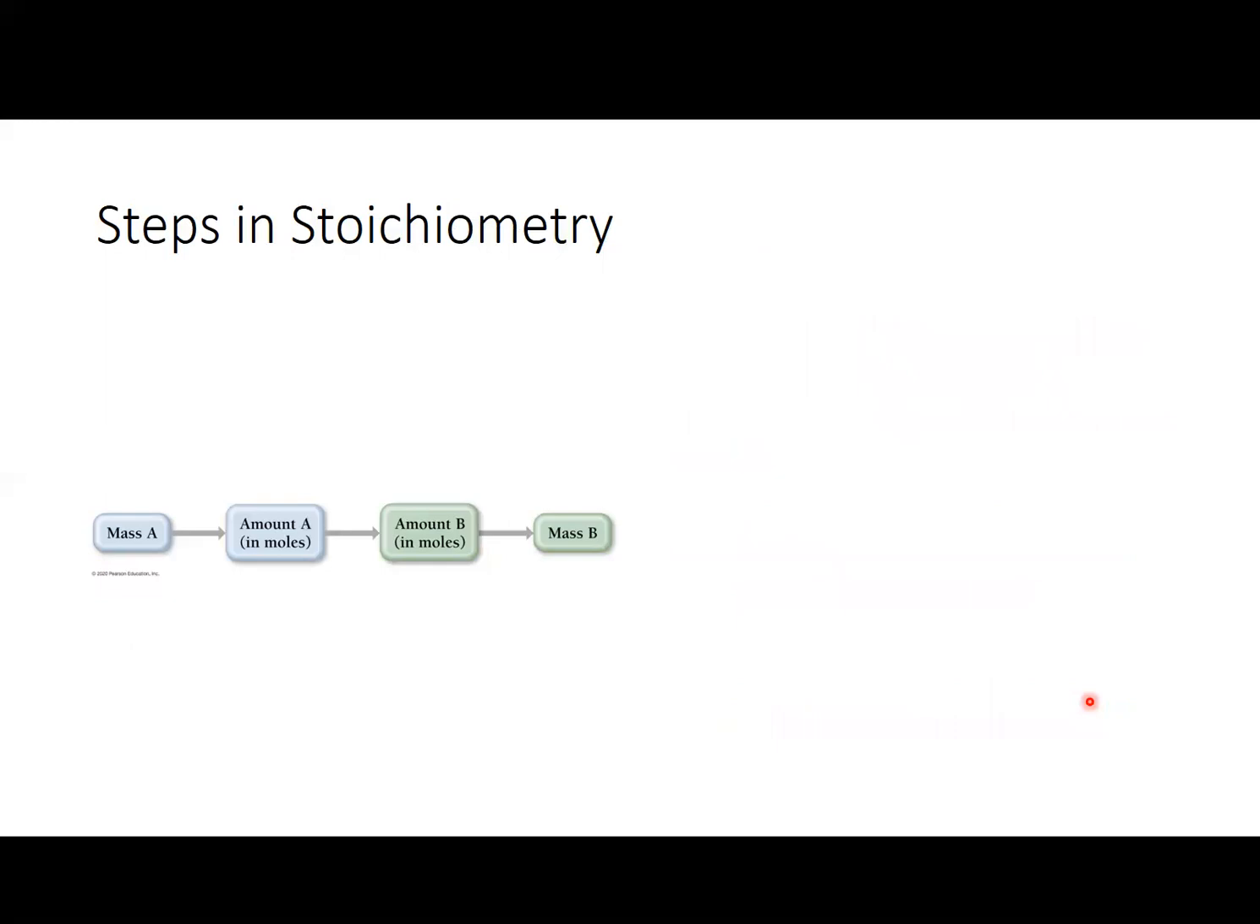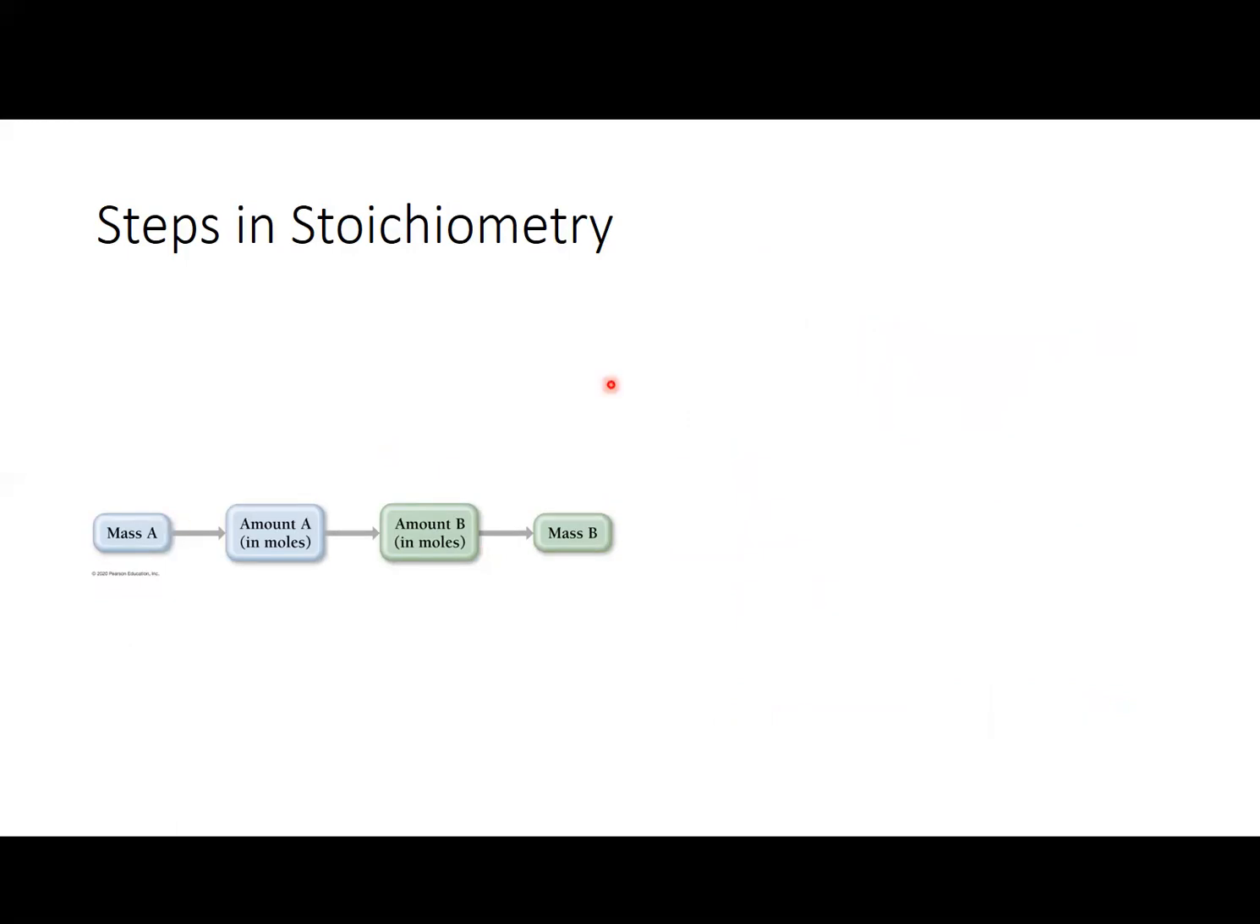So generally, the steps in stoichiometry, we tend to start, especially in this chapter, it will change in future chapters, but in this chapter, we tend to start with some mass of something. Figure out how many moles that is. We use a mole-to-mole ratio to figure out how many moles we want to turn into, and then get the mass of that. So it's a 3-step process, 1, 2, 3 steps.